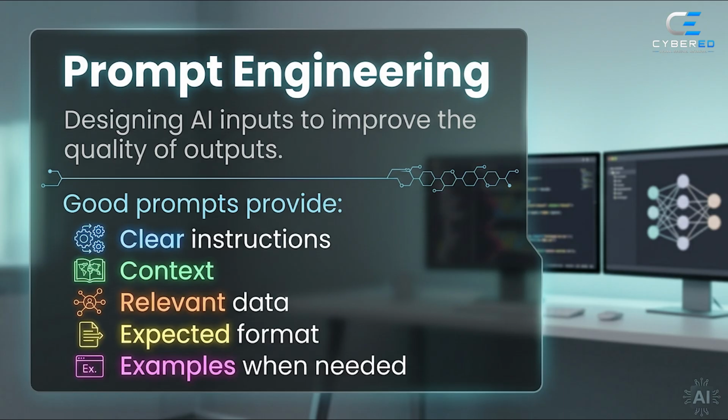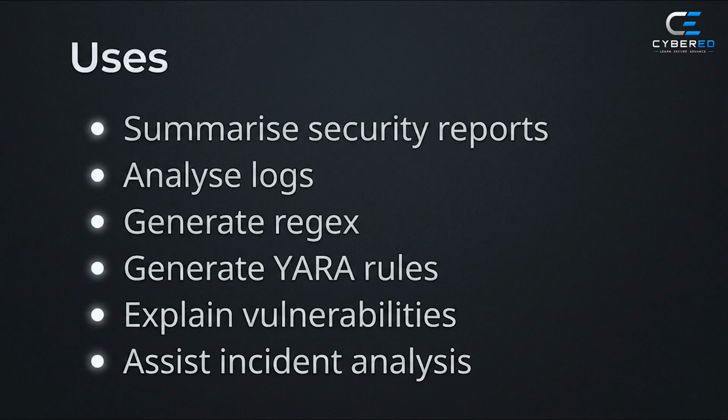Prompt engineering is the process of designing instructions for generative AI systems. The quality of the prompt has a major impact on the quality of the response. A good prompt clearly explains the task, provides relevant context, supplies necessary information, and may specify exactly how the answer should be formatted. Prompt engineering has many cybersecurity applications. We could ask AI to summarize a long incident report, analyze suspicious logs, explain a vulnerability, or help create detection rules. The more clearly we define the task and provide relevant context, the more useful the result is likely to be.